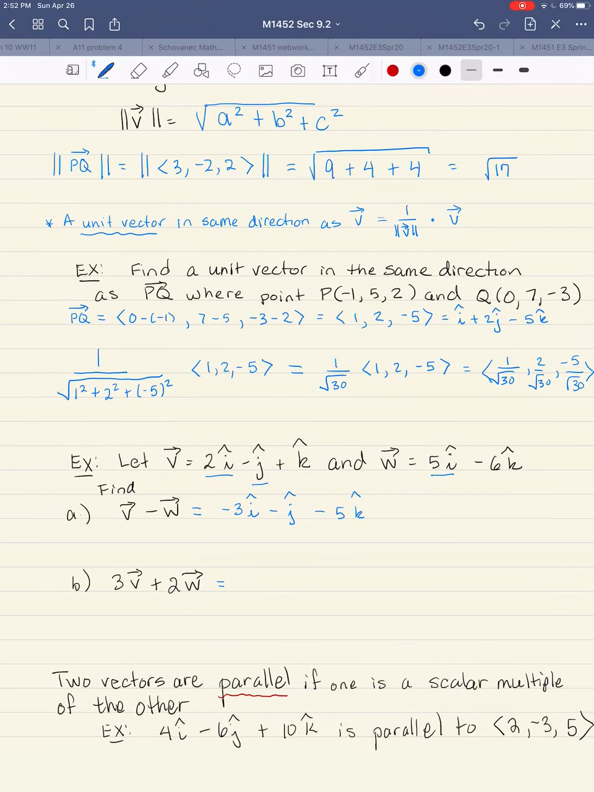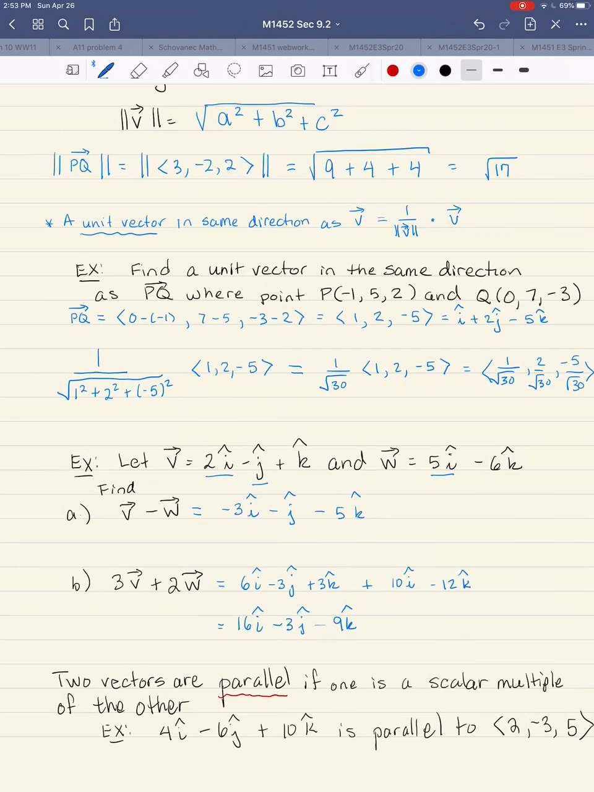There's subtraction. Here we're doing addition and scalar multiplication. So let's start with 3v. Take vector v and triple each component. And so 3v would look like 6i minus 3j plus 3k. Now I'm adding that to 2w, so that'll give me 10i minus 12k. Now add component-wise, 6i plus 10i is 16i, minus 3j, 3k minus 12k is minus 9k. Easy enough?